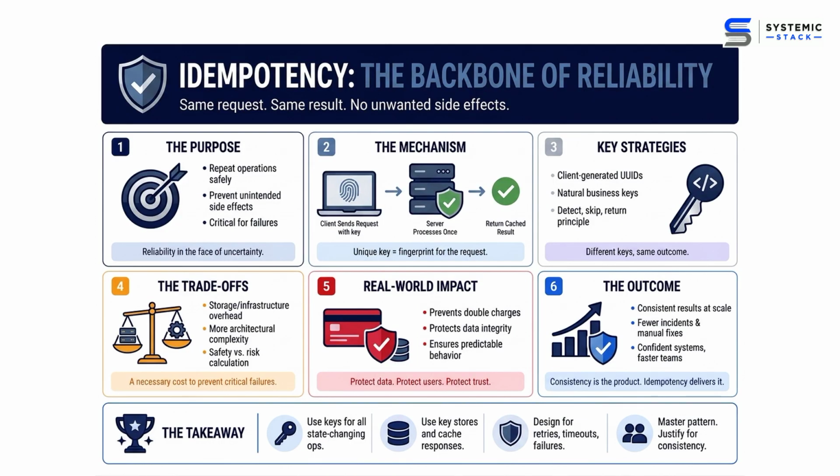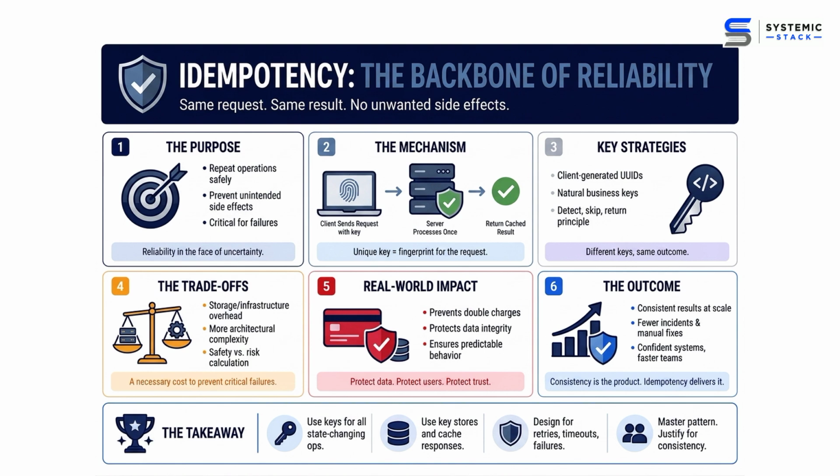So we've walked through why idempotency is actually the backbone of reliability in distributed systems. It's the guarantee that repeating an action won't cause unintended side effects, which is absolutely vital when network failures are inevitable. In a system design interview, you've got to be ready to explain how idempotency keys serve as that unique fingerprint for each request. Whether you're using client-side UUIDs or natural business keys, the logic remains the same. Recognize the duplicate, skip the heavy lifting, and return the cached result.